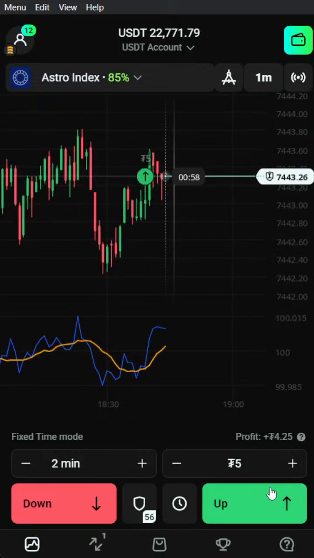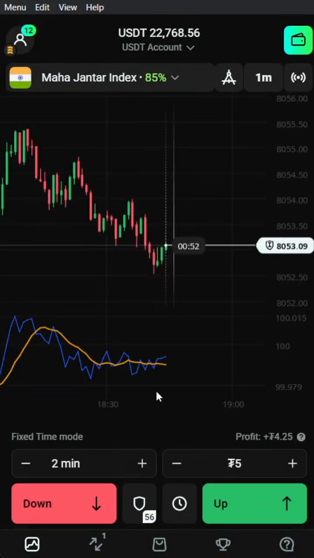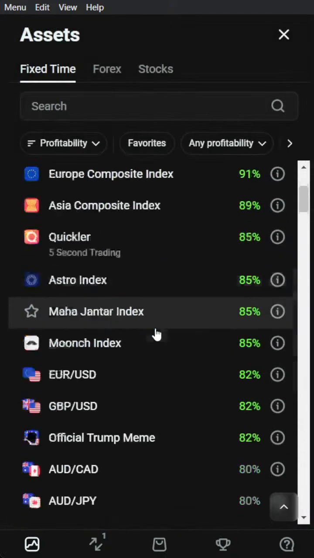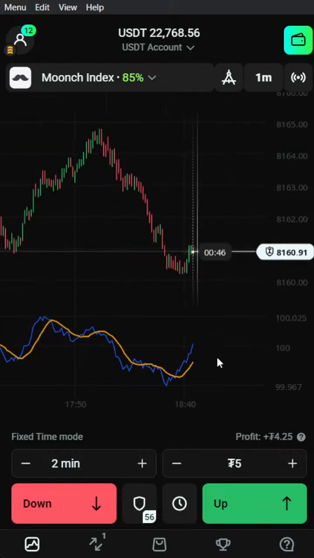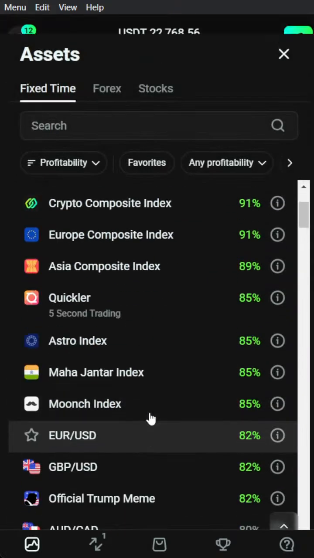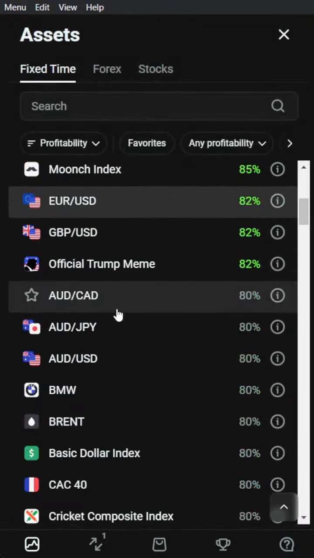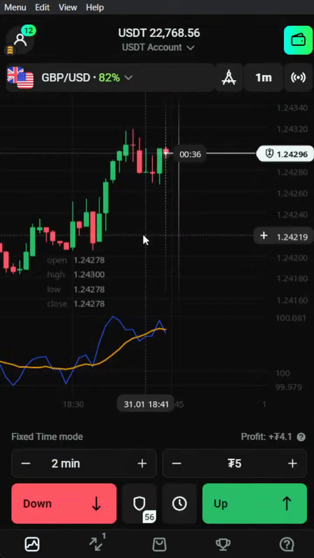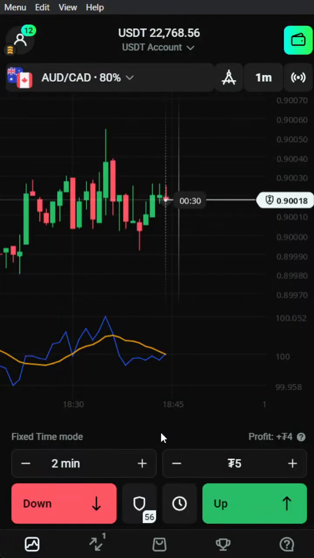It says it's going up. I have made a trade here. Hopefully it goes up. Let's see. So this is also giving an up signal, but not right now. Okay, one more signal coming up in Mahajantar and Moonch Index. So both of them will give a signal, but not at the moment. Okay, we need to wait for 2 to 3 candles. In the meantime, we'll scroll downwards and see if there are any other assets that are giving us a signal. If there are, we will make the trades in those assets.